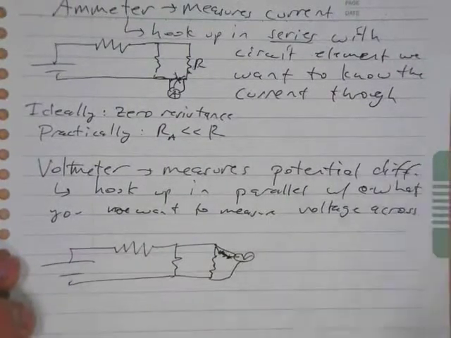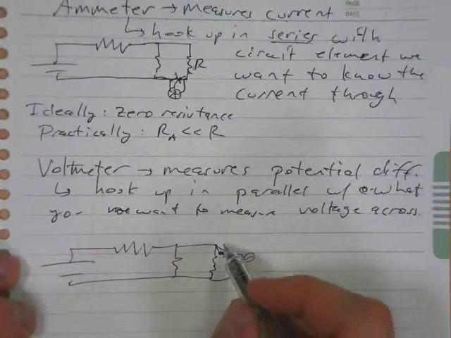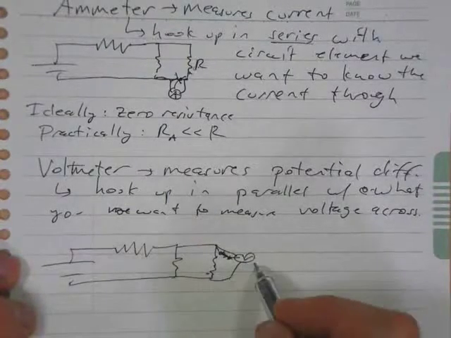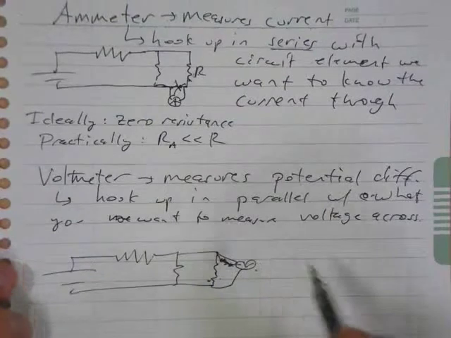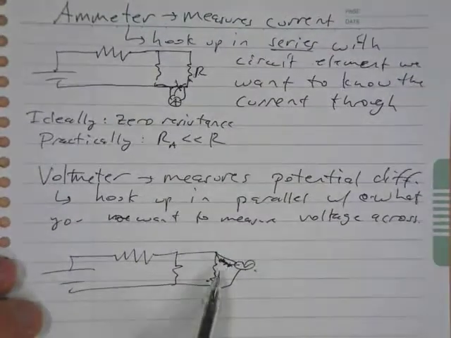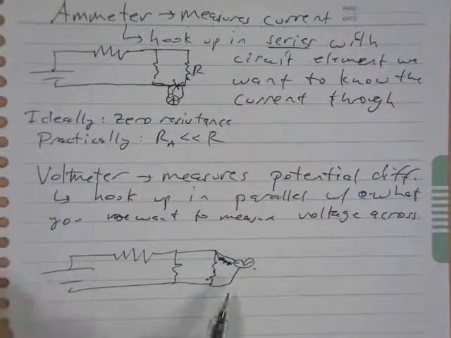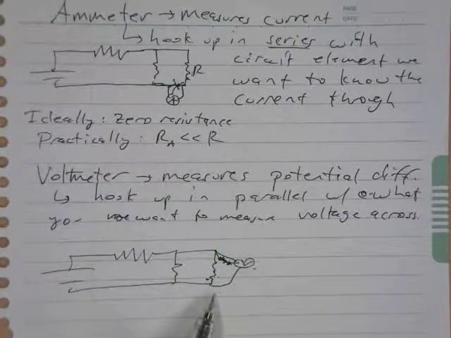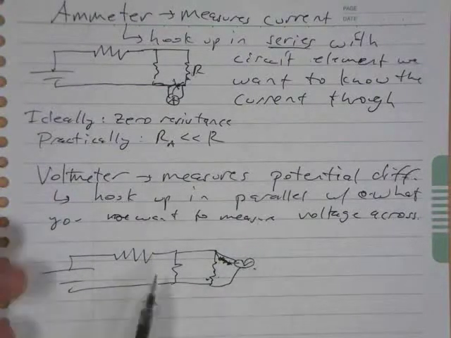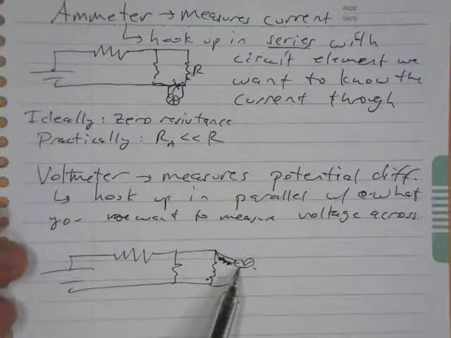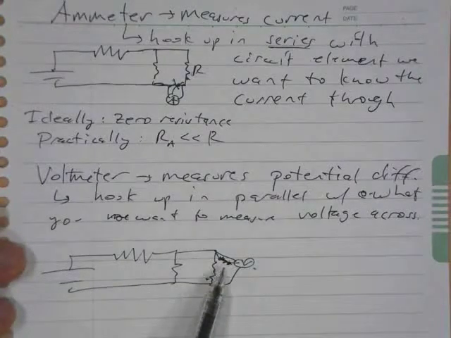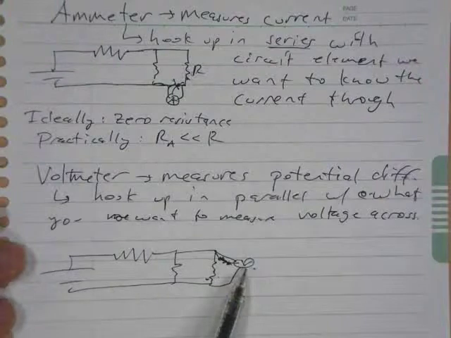Sorry, I drew a lot of lines there. But if I hook up this voltmeter in parallel to that resistor, now I can measure the potential at each of these two points, and get the potential difference across the resistor. So that's how you deal with measuring stuff in circuits, and you don't want to change the current flowing or the potential difference by adding this voltmeter.